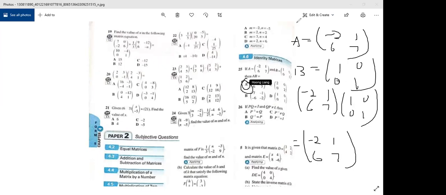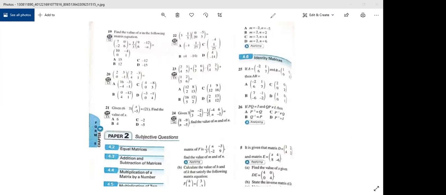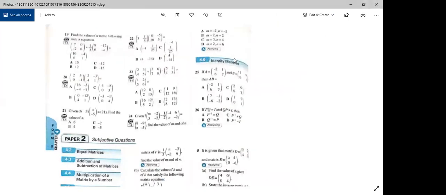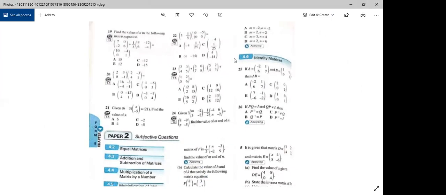I think it is correct. The answer is correct, I think. Yeah, yes. So we go through the next question. If PQ equals 1 and QP is not equal to 1, then what is Q? Okay. So PQ is equal to 1 and QP is not equal to 1.